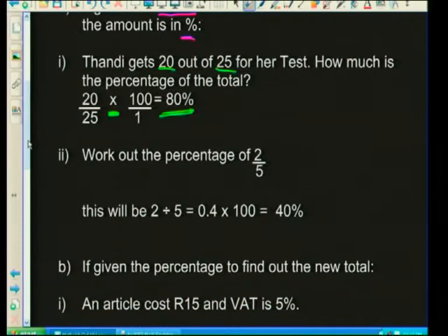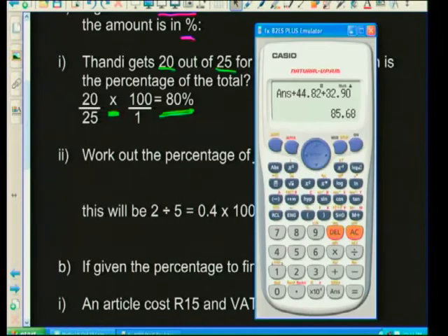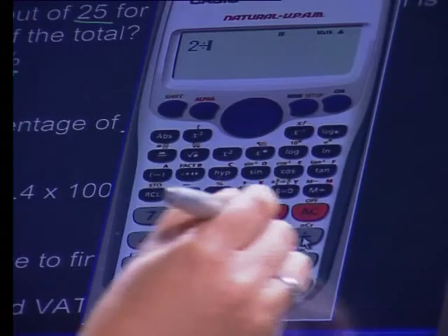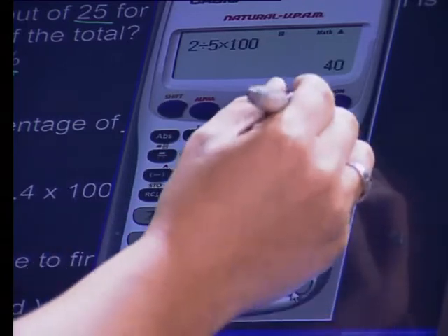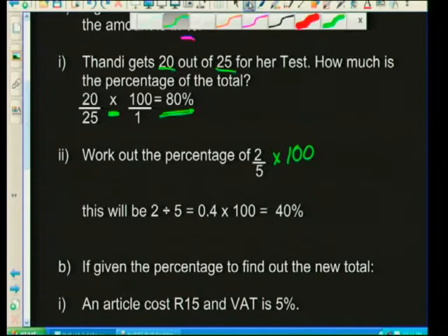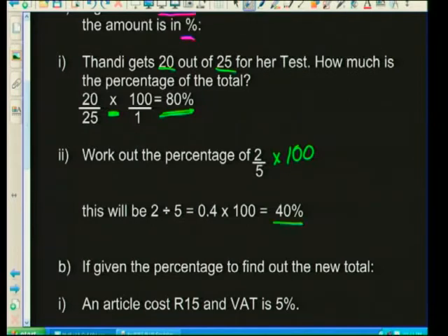So if we work out the percentage of 2 out of 5, so again, we're going to say 2 out of 5 times by 100. So let's quickly do that on our calculator. We're going to say 2 out of 5 and times by 100, and we see that we get 40%. Let's check that our notes say 40%, and they do. That's the first way of calculating, and remember, percentage always multiply.